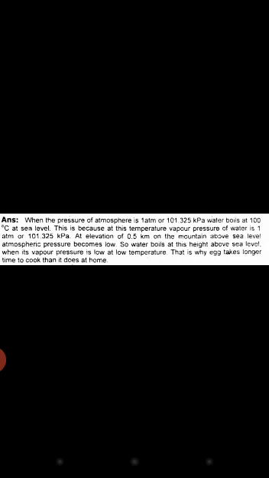Eggs require more time because of the low pressure due to the elevation of 0.5 kilometer and the change in the vapor pressure and external pressure.